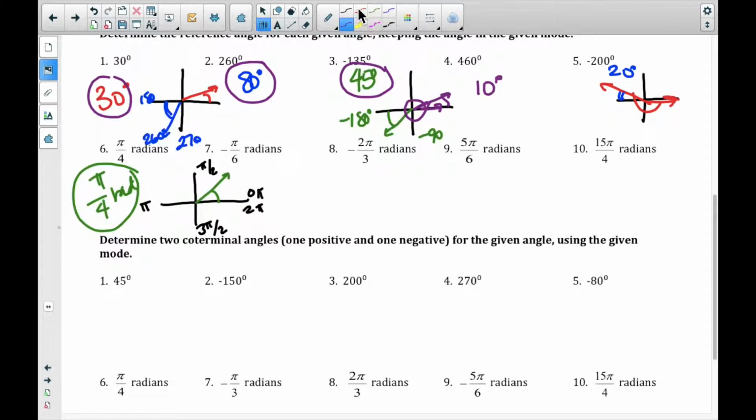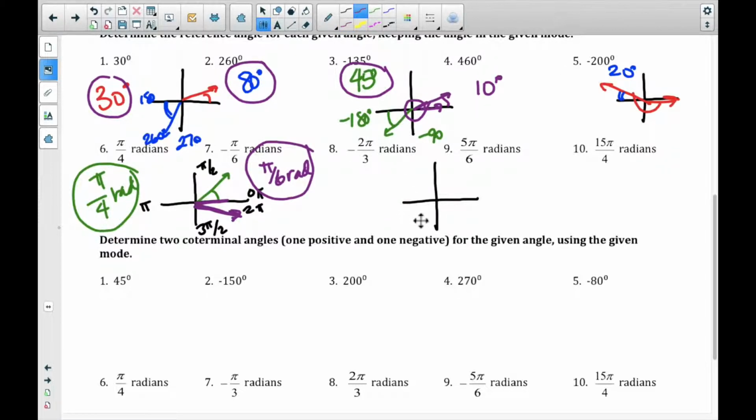Okay, number 7 says negative pi over 6. That's a little sliver, right? First of all, it's negative, and it's just a pi over 6. That's not very much. So it's going to be going over here. And how far away from the x-axis is that? Well, it's pi over 6 radians.